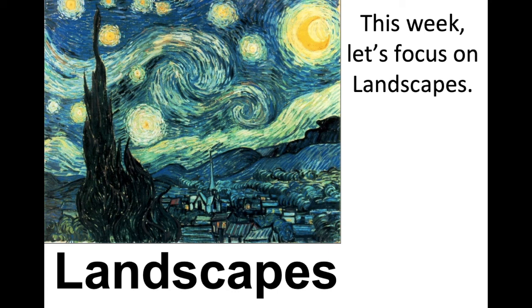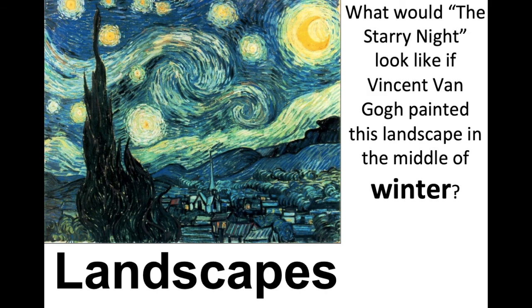And so I got a few questions for you. We have a very famous painting that hopefully you're looking at, and it's called the Starry Night, and it's painted by a very famous artist called Vincent van Gogh. So let's say Vincent van Gogh gets up one morning and he says, you know what, I think I'm going to get up, I'm going to go out and I'm going to paint a landscape. And so he gets up, he grabs all of his supplies, he goes outside, and it's in the middle of winter. So what would the Starry Night look like if Vincent van Gogh painted this landscape in the middle of winter? What could we add or what would we see in this painting that would give us clues or signs that it was painted in the middle of winter?